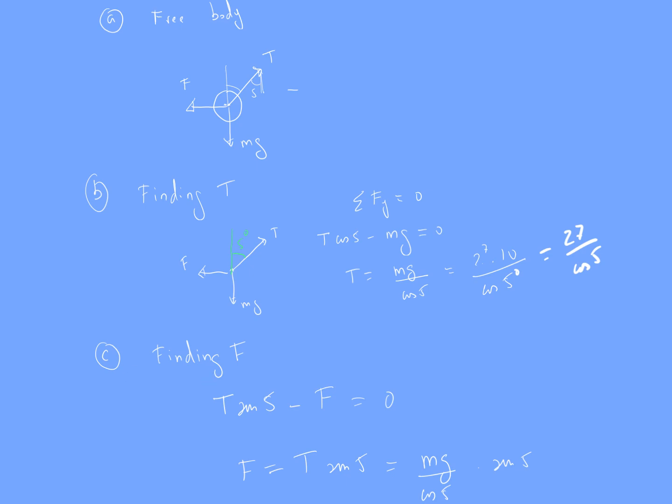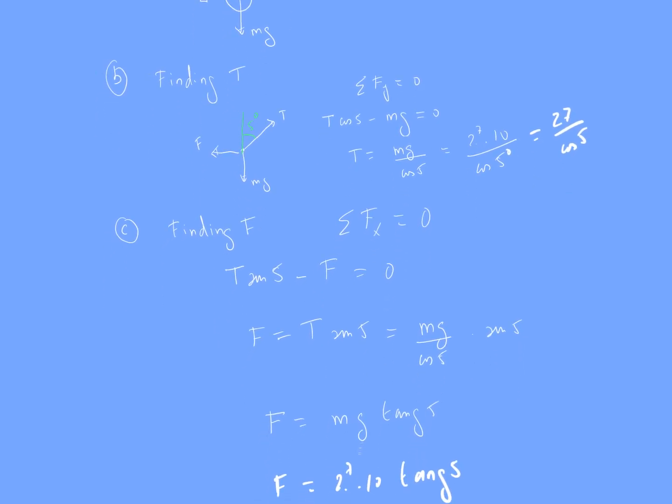Now, finding the F, we will write the equation: the sum of all the forces along the x-axis equals 0. What forces do you see on the x-axis? Well, I see the F going to the left, minus F. I see the component of the tension T going to the right, which is T sine of 5. So T sine of 5 going to the right minus F equals 0. So solving for F, F is T sine of 5.